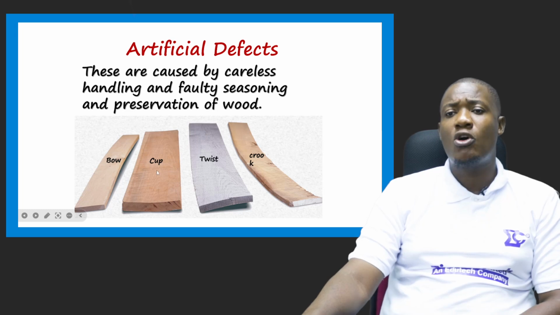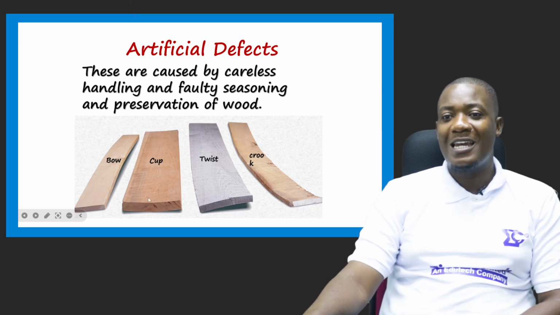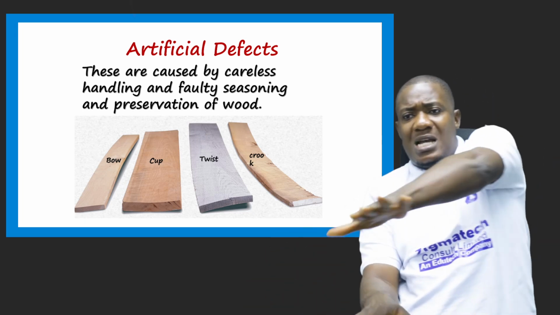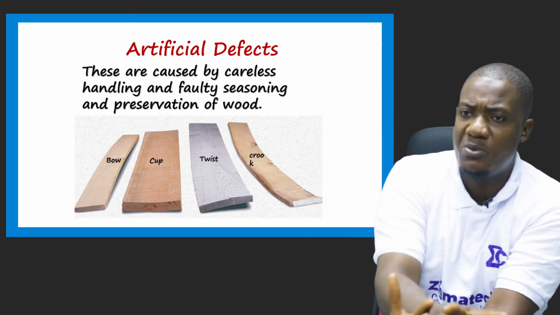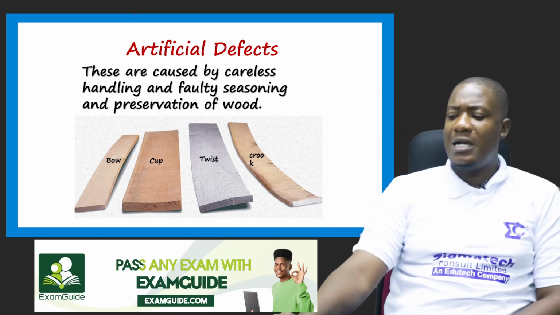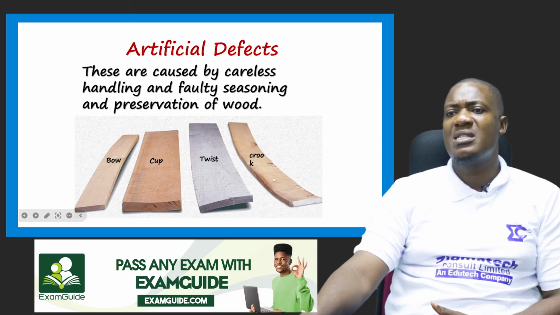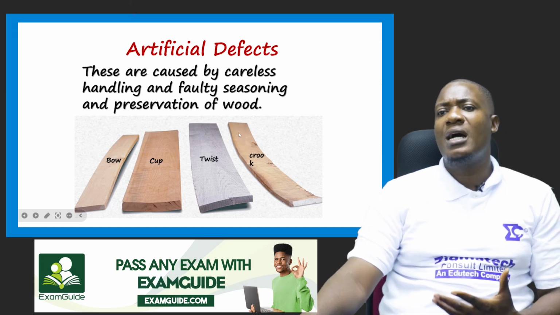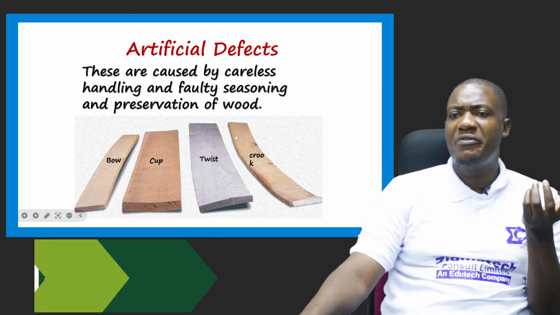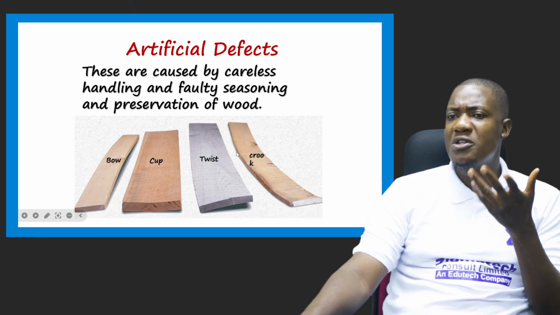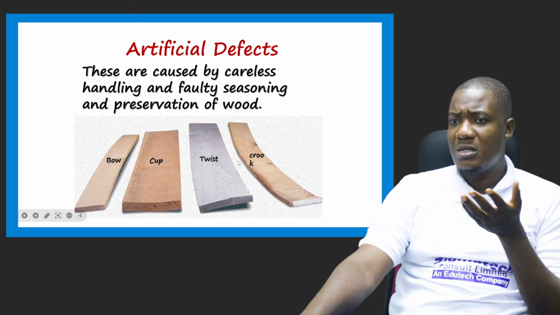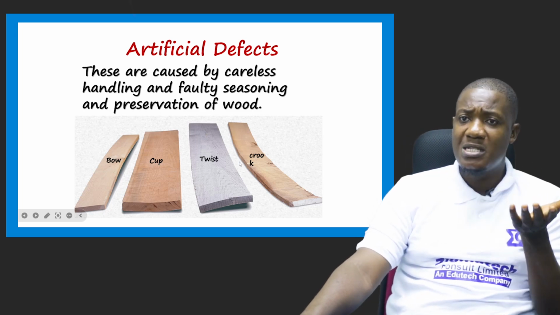This one too is called cup. If you look at the alignment of this timber, it's as if this place is going to contain some water. If you turn this bar upside down, that's what you're going to have. Then we have twist, where the timber is twisted as if it's kind of a spiral shape. So that is a defect of timber. Then we also have crook. Can you see the way the timber is? So these are artificial defects of timber. They have a way of reducing the utility value of timbers and their marketability.